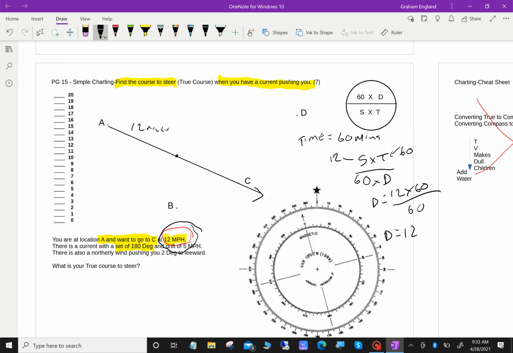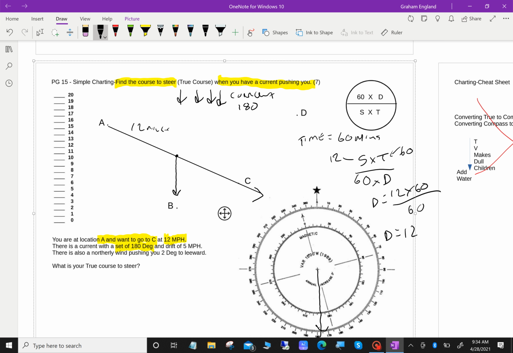And then we would look at the current and say, oh, the current is pushing us down in that direction. Because it says 180 degrees, we would take 180 and move it over with our tool. Then how far have we moved in 1 hour? How far would the current push us? Well, it would push us about 5. I'll just pick right here, 5 miles.